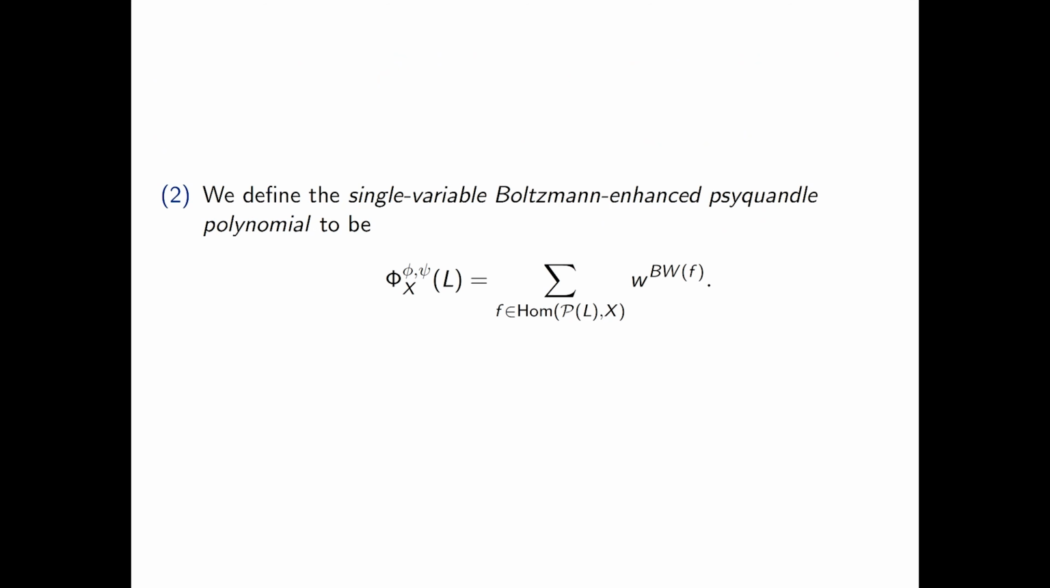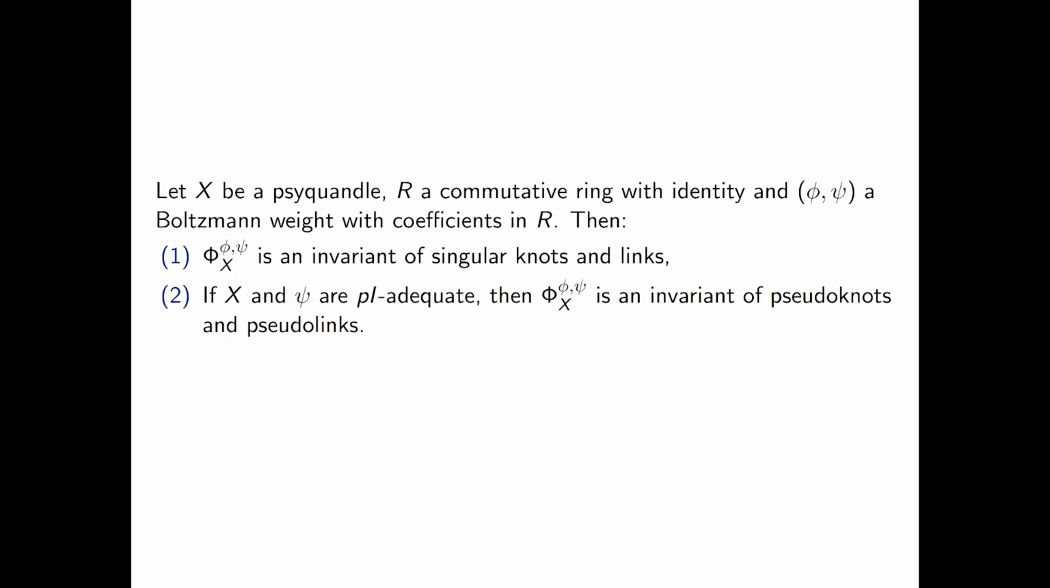So before we take a look at an example where we compute this enhancement to the Psyquandle counting invariant, we should note that if we have X being a Psyquandle and we have our Boltzmann weight for X, so these are the pair of functions phi and psi, then the polynomial that we've just defined is in fact an invariant of singular knots and links. And this is by construction. In a similar fashion, if we have that X is P1 adequate, and we have that the Boltzmann weights are P1 adequate, then the polynomial we get is in fact an invariant of pseudoknots and pseudolinks. And again, this is by construction.